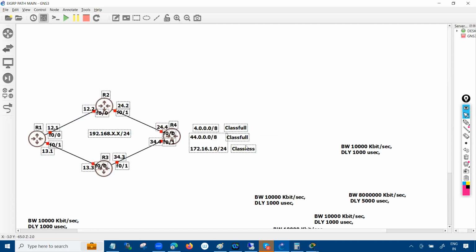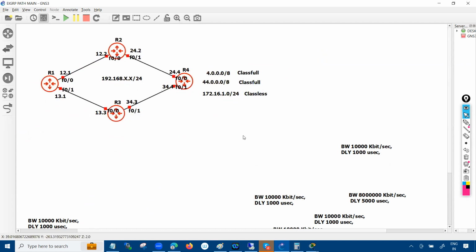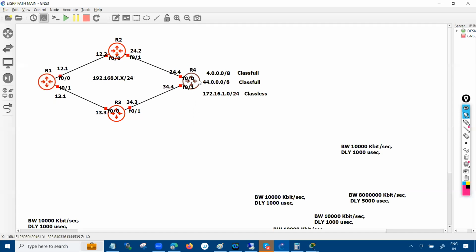So if you go a little bit above over here, you can see that we have router 1, router 2, router 3, router 4 right now. What I can do right now is configure the IP addresses on all the routers. Behind router 4, you can see that I have a few networks: classful networks 4.0.0.0/8 and 44.0.0.0/8, and the classless network 172.16.1.0/24, right? So let me do the basic configuration.